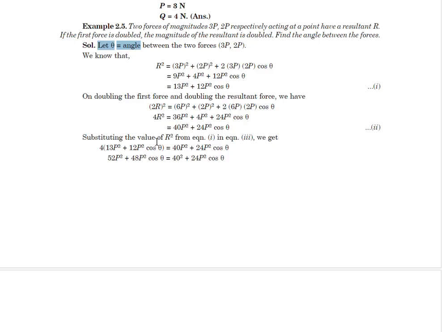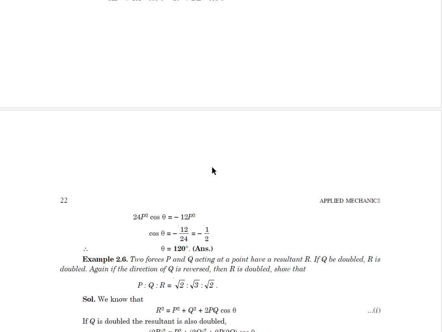Now substituting the value of R square, which is common in these two equations, you can get the value of theta. Because theta is the unknown, we have to find out the angle theta, which is coming out to be 120 degree. So this was problem number 2.5.